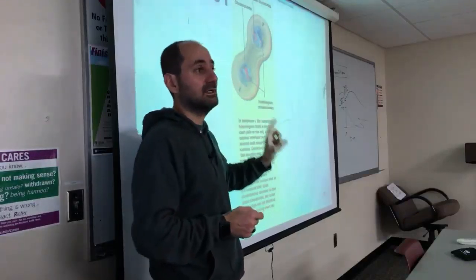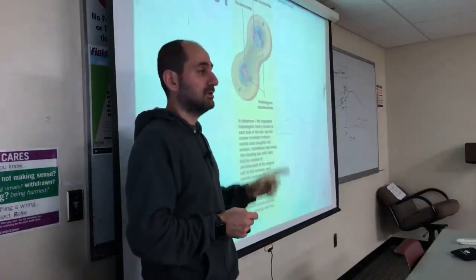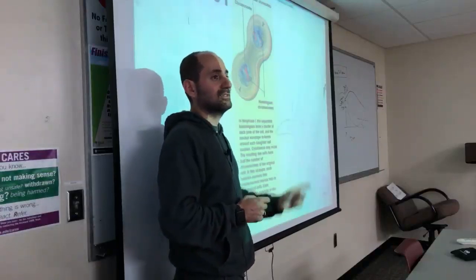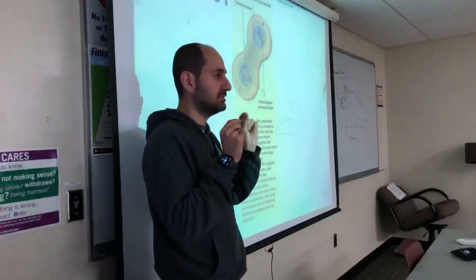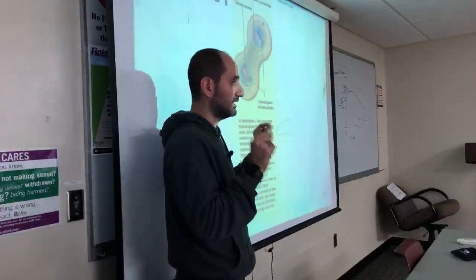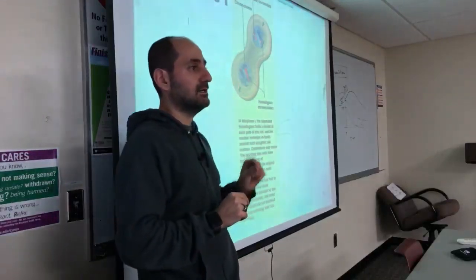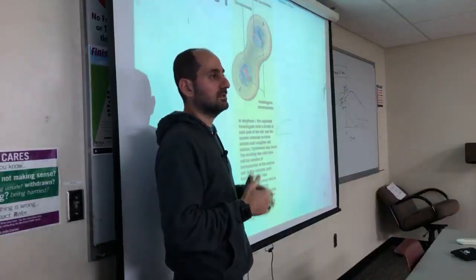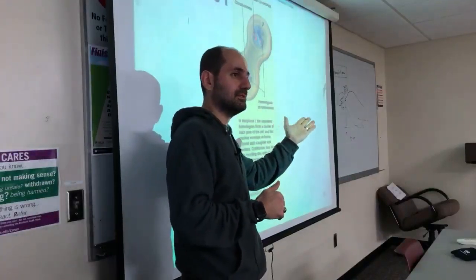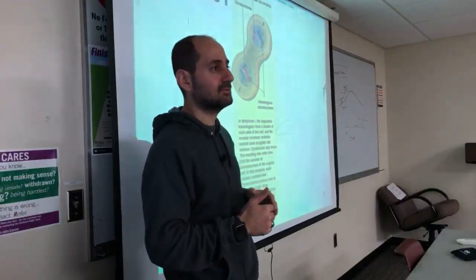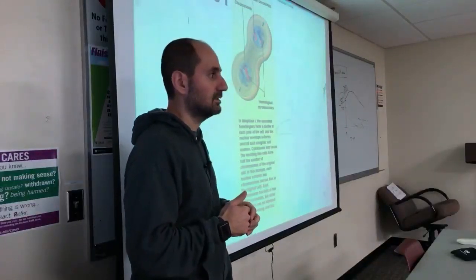I may ask that: at the end of meiosis 1, are the cells diploid or haploid? They're technically haploid. At the end of meiosis 1, both cells are technically haploid, and that's why meiosis 1 is called reduction division, because you're reducing the ploidy from diploid to haploid. But you still keep the same number.